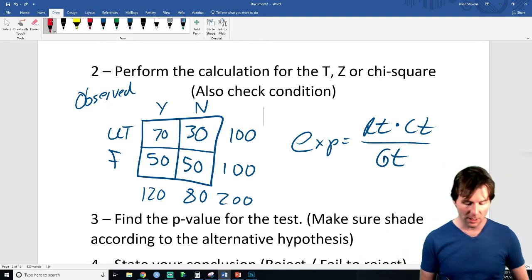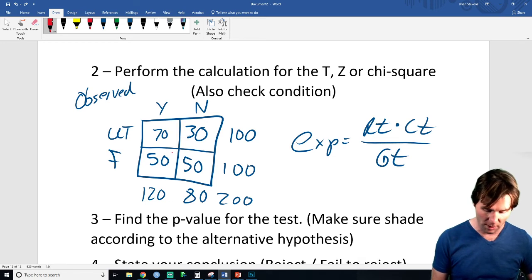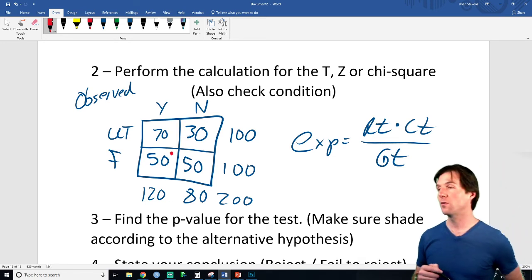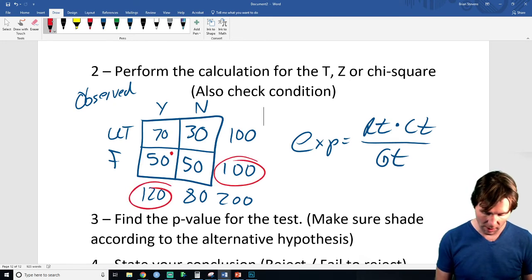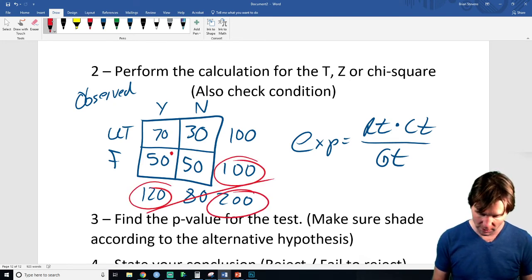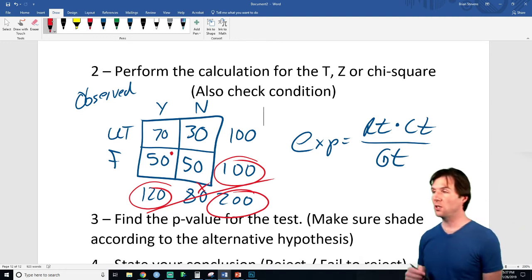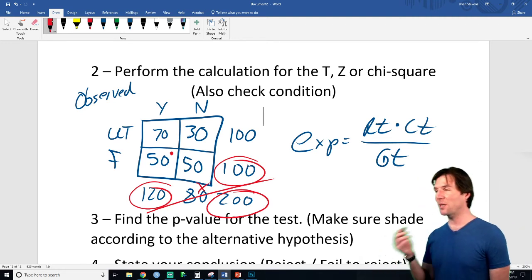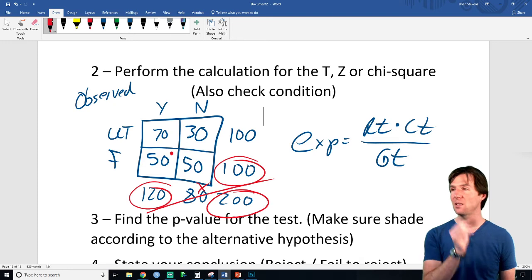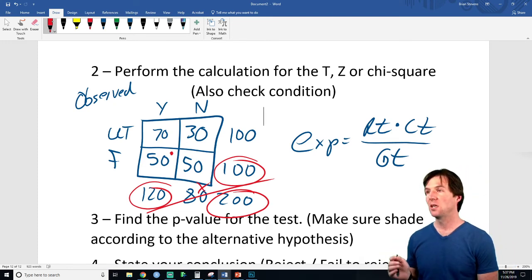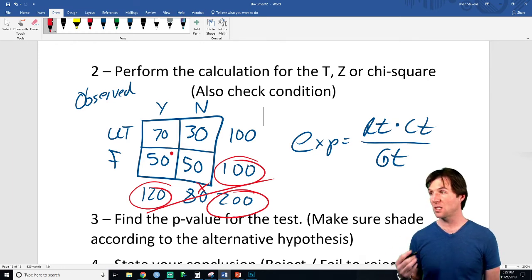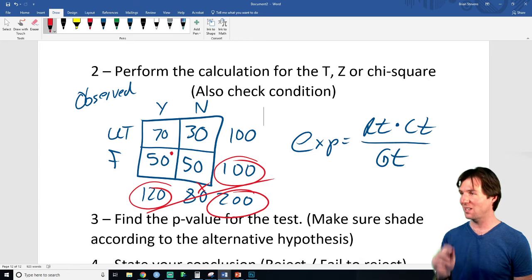Take your pen and be like, okay, they want me to solve for the expected one right here. If we're solving for Florida, yes, you would take the row total times the column total over the grand total. And do you know what you just did? You wrote the equation. Row total times column total over grand total will give us the expected value for that cell. So that cell is going to be 100 times 120 over 200. That will be the expected value for that cell.